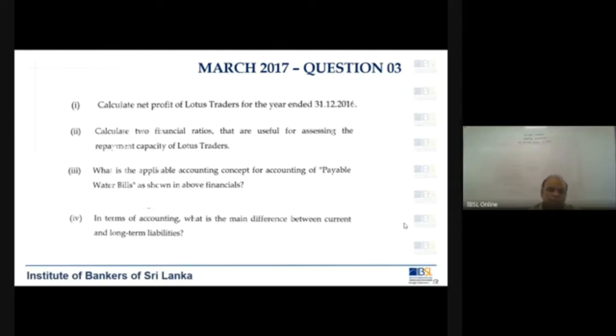Then they are asking, in terms of accounting, what is the main difference between current liability and long-term liability? Of course, we have to learn that. That is coming under LKAS 1, which we will do. But simply put, current liabilities are all liabilities which you have to meet within the next 12 months. Anything that you have to meet after 12 months will be your long-term liability.